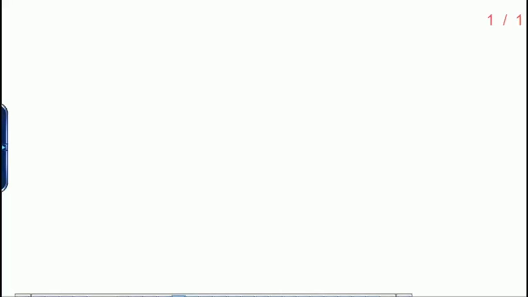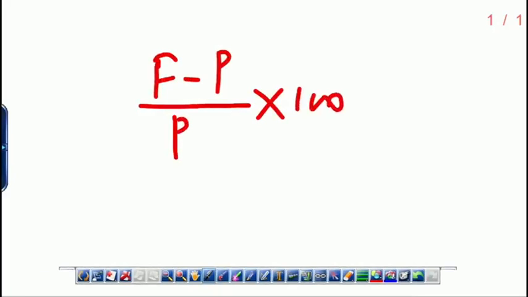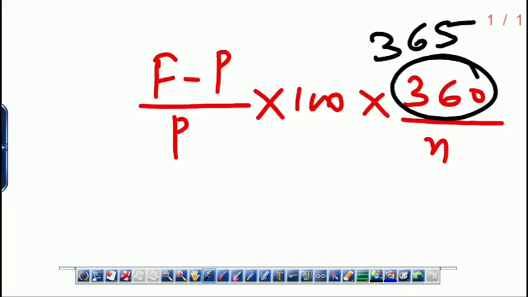So if somebody wants you to calculate the money market yield, it is calculated as, I'm just showing it to you on the board, F minus P divided by P into 100 into 360 by N. Some people use 365, some people use 360. Money market yield is calculated with the help of this. I am just writing 365 over here because both answers are acceptable. You see, I have divided by P, that is 98.75.